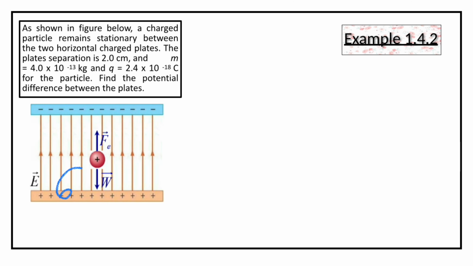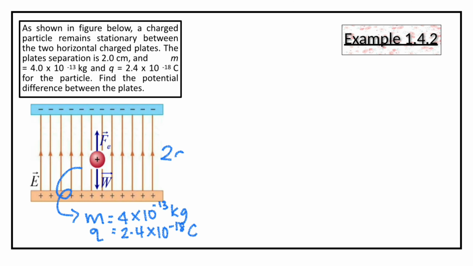Okay, let's try example 1.4.2. As shown in the figure below, a charged particle remains stationary between two horizontal charged plates. The plate separation is 2 cm and the mass of the particle is 4 times 10 to the power of negative 13 kg, where Q is equal to 2.4 times 10 to the power of negative 18 coulomb. Find the potential difference between the plates. So list out the information. We have d, m and Q. We need to find V.